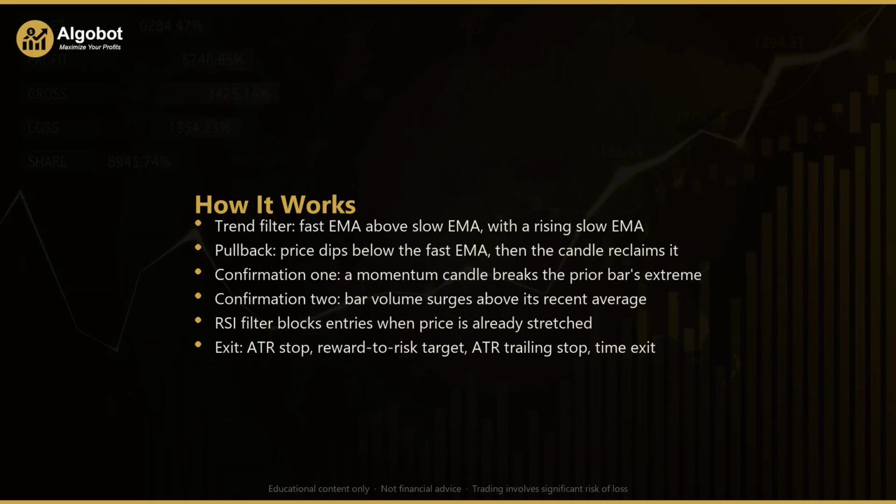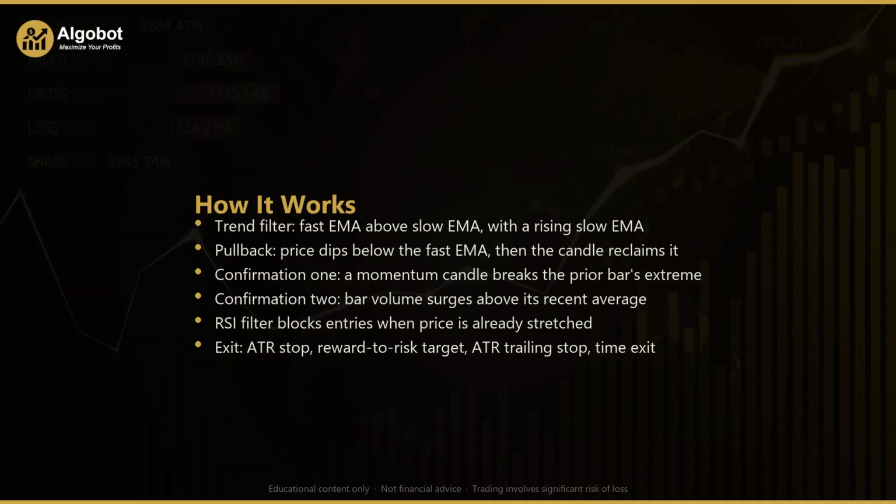Let's walk through the exact logic step by step. Everything begins on a new closed bar, so the strategy never reacts to a candle that is still forming. The first check is the trend filter. For a long setup, the fast exponential moving average must be above the slow one, and the slow average must be higher than it was a set number of bars ago, confirming that the slope is pointing upward. For a short setup, the mirror image applies. The fast average sits below the slow one, and the slow average is declining. If the market is not clearly trending in either direction, nothing else matters, and the strategy simply waits.